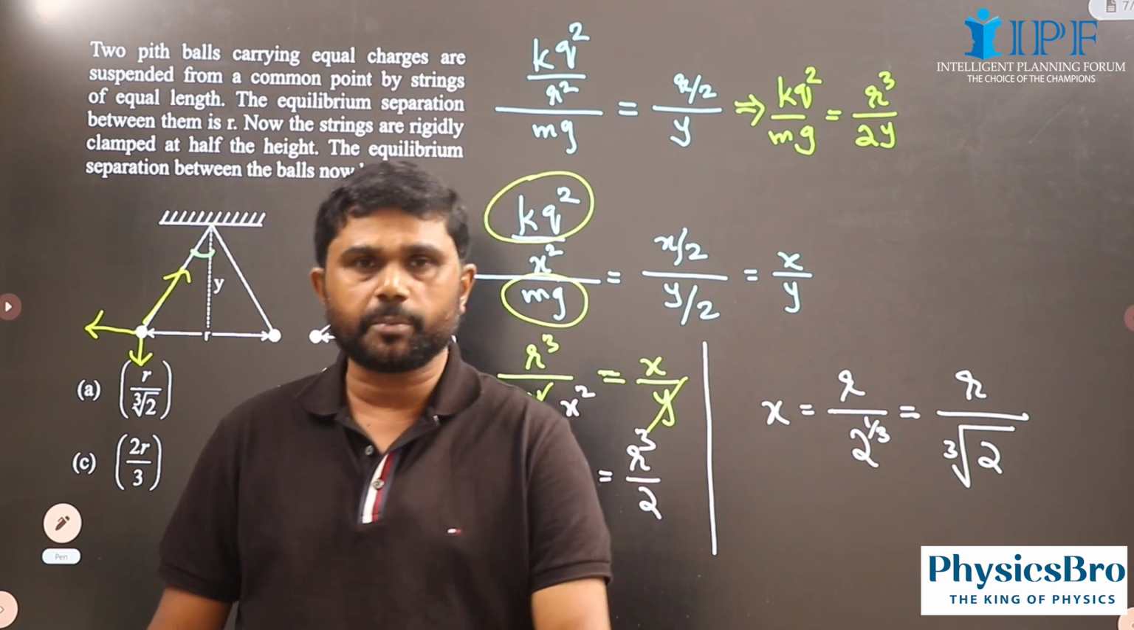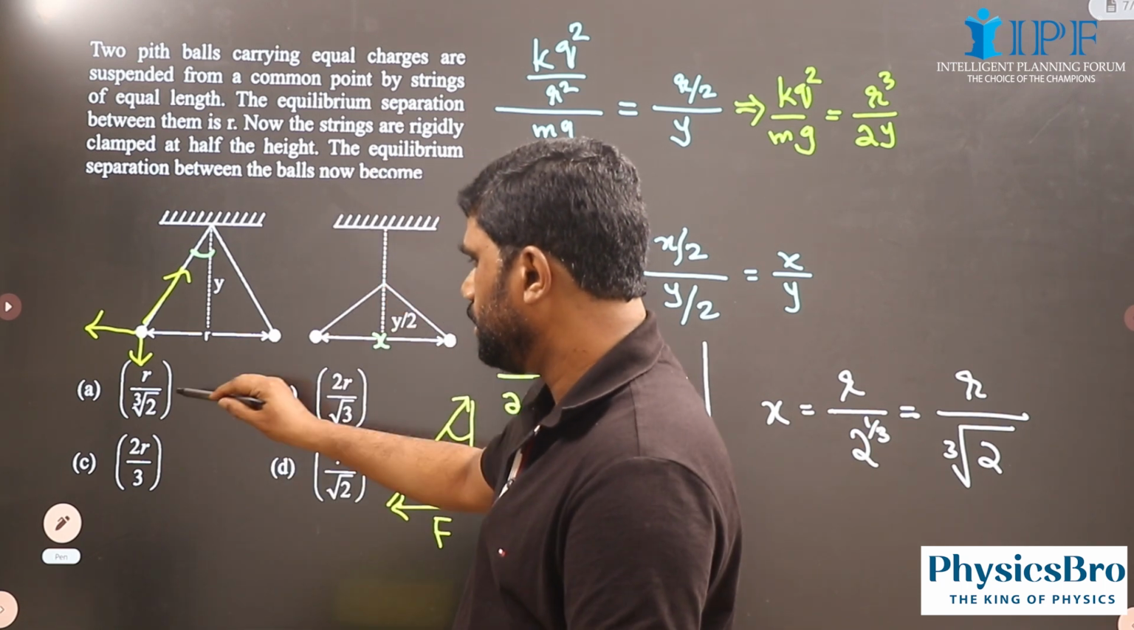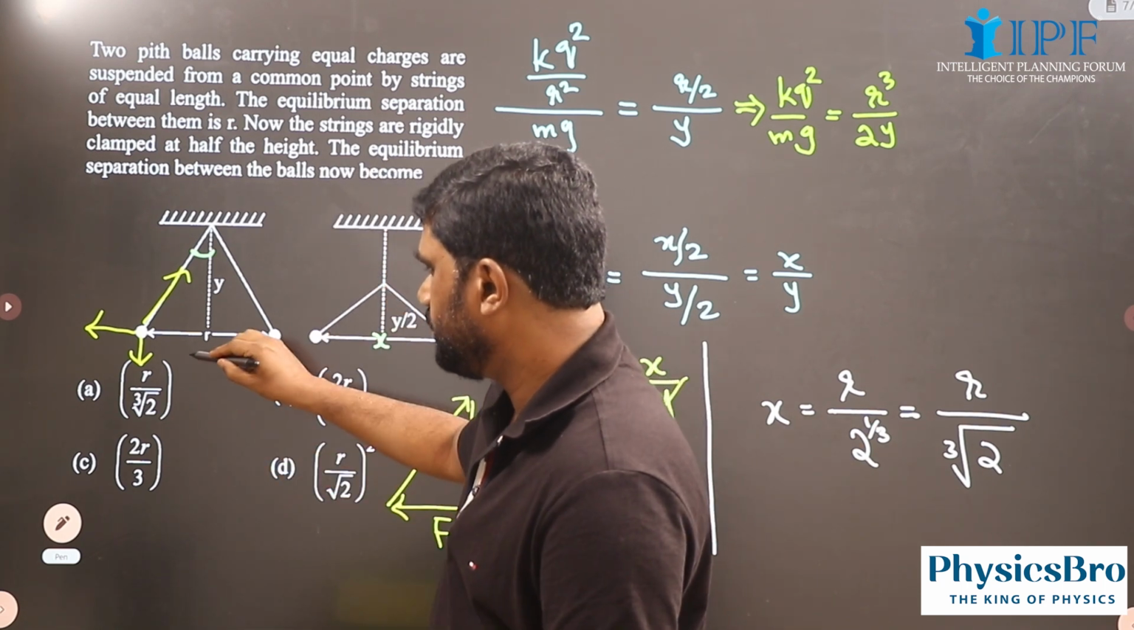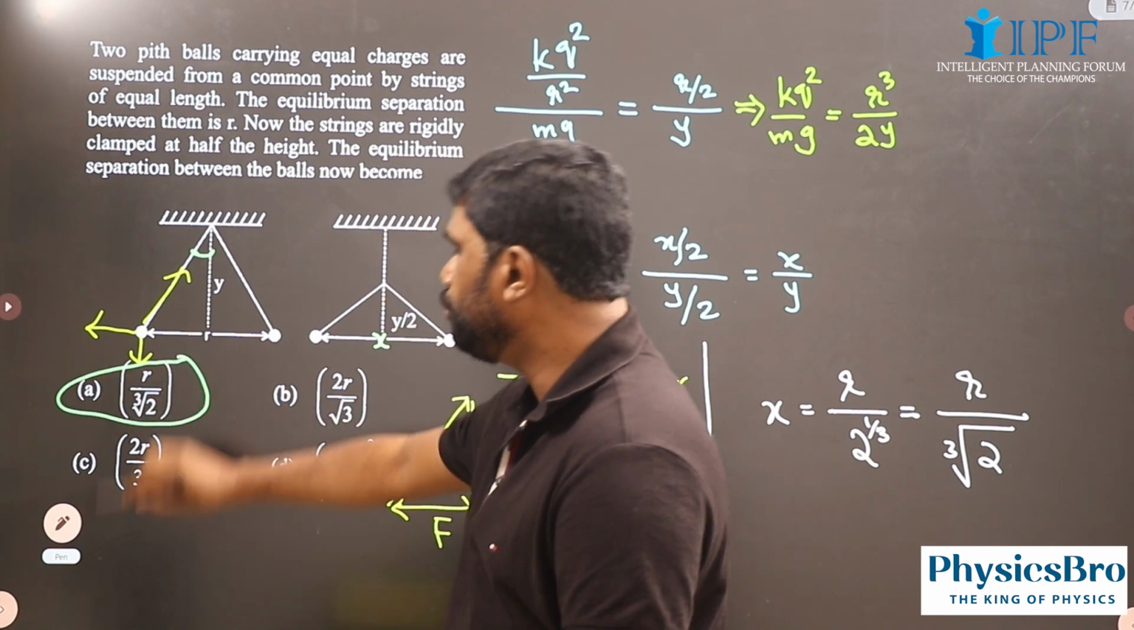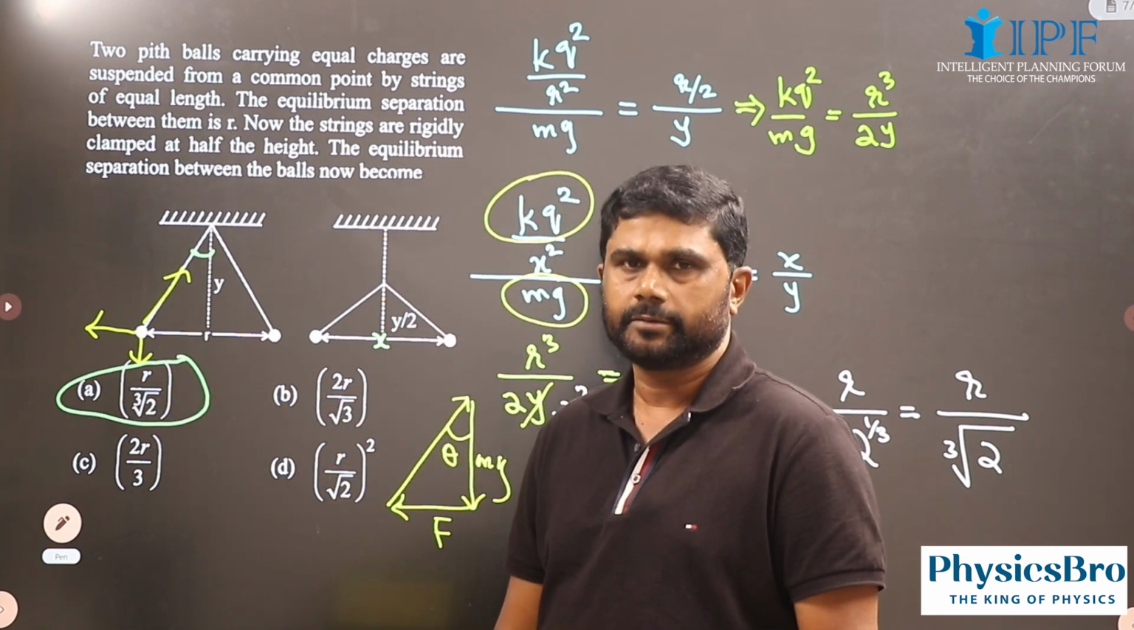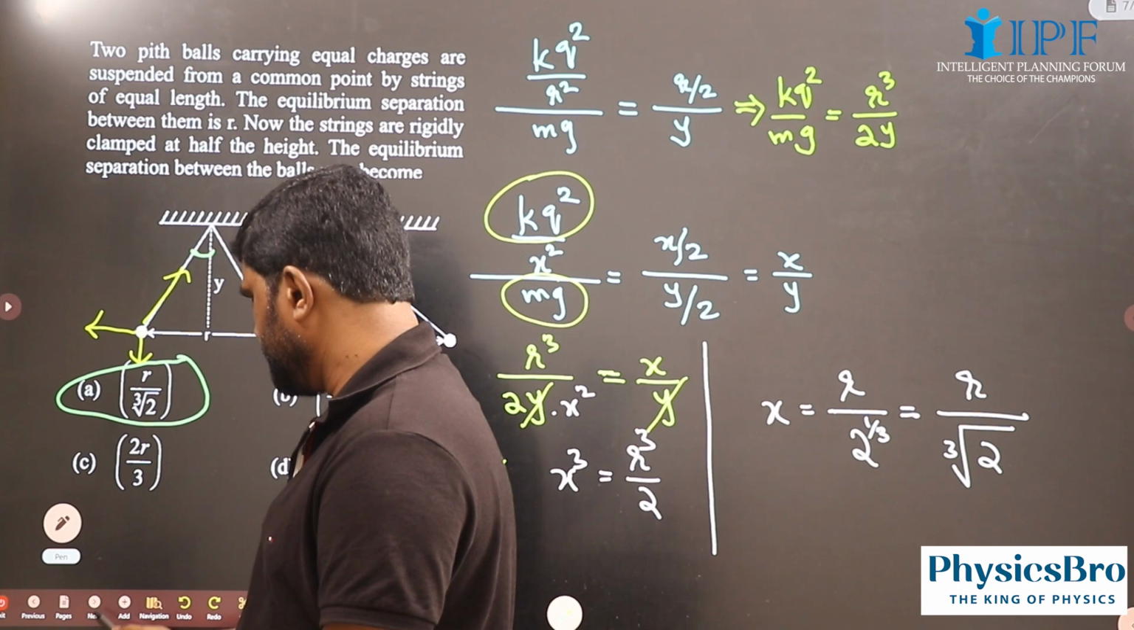X equal to r by cube root of 2. So this x will be r by cube root of 2. Okay. Now let's see the next question.